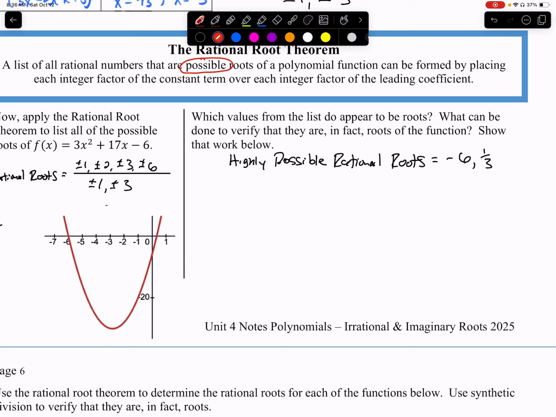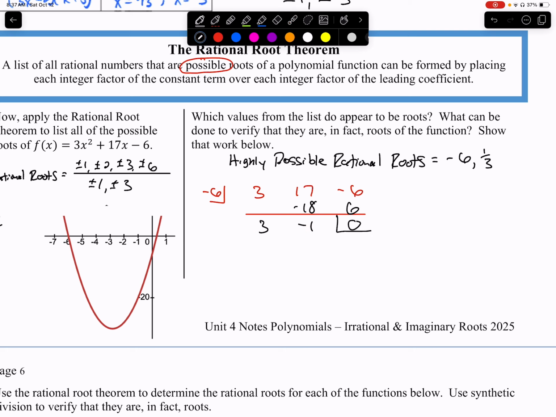We're going to synthetically divide each of these into this function. And if you remember, if we get 0 as a remainder, that means it is in fact a root. And if we don't get 0 as a remainder, it's not a root. I'm going to do -6 first because the calculation just seems easier. We bring the 3 down, then we multiply the -6 times the 3 and get -18. And then we add down and we get -1. And then we multiply and we get 6.